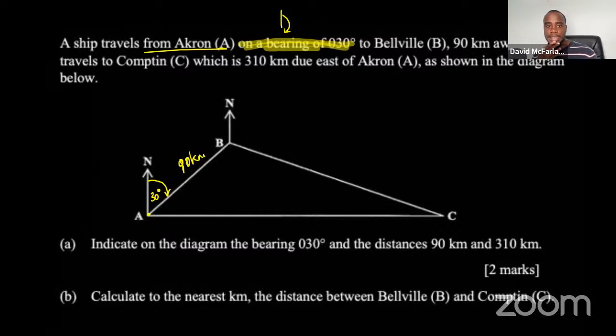What else? It says it then travels to Compton, which is 310 kilometers due east of Akron. So what does that mean? Because it's due east, from Akron we're going to look to the east, like we're looking directly to the right. So this distance down here is going to be 310 kilometers. All right, so we have indicated those things on the diagram. Everybody good with that one?